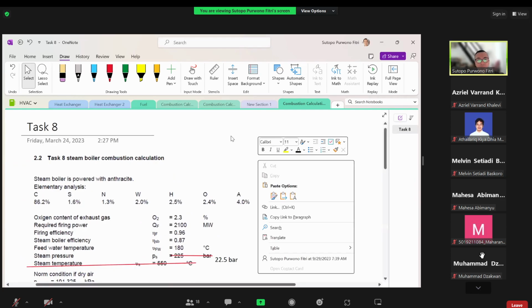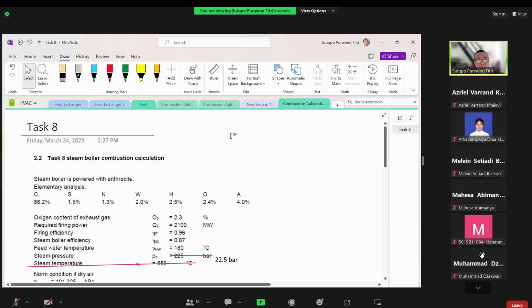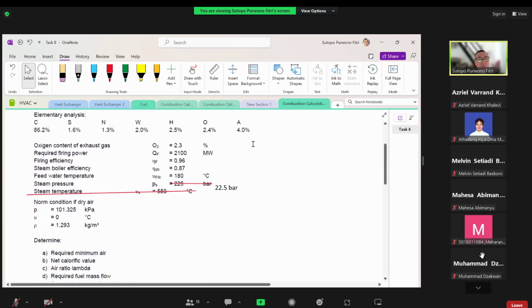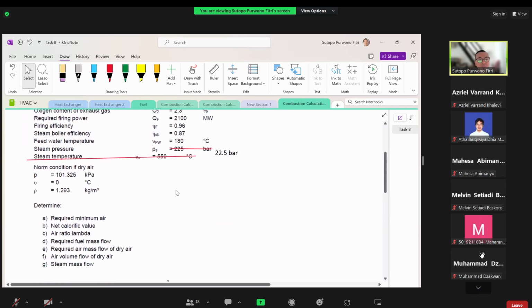Okay, so for task number 8, the steam boiler combustion calculation, we will have the task to determine several values here. The first one, we need to calculate the required minimum air for the combustion. The second task, to calculate the net calorific value. And then the C is the excess ratio, or the air ratio lambda. The lambda is the excess ratio.